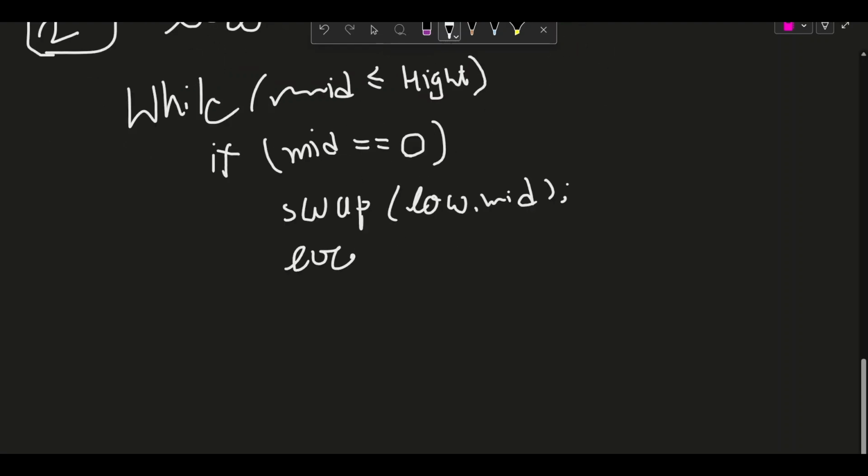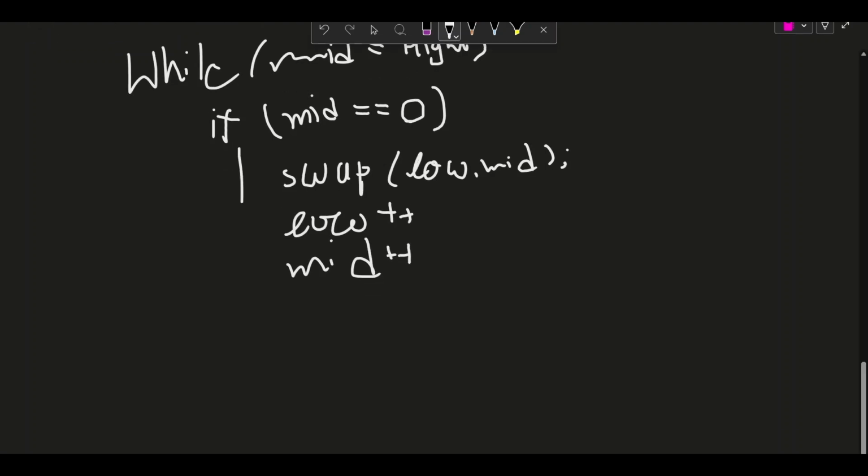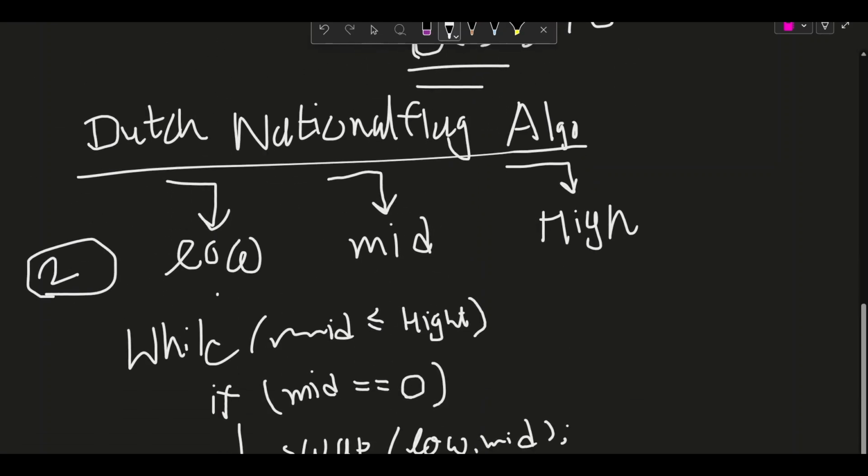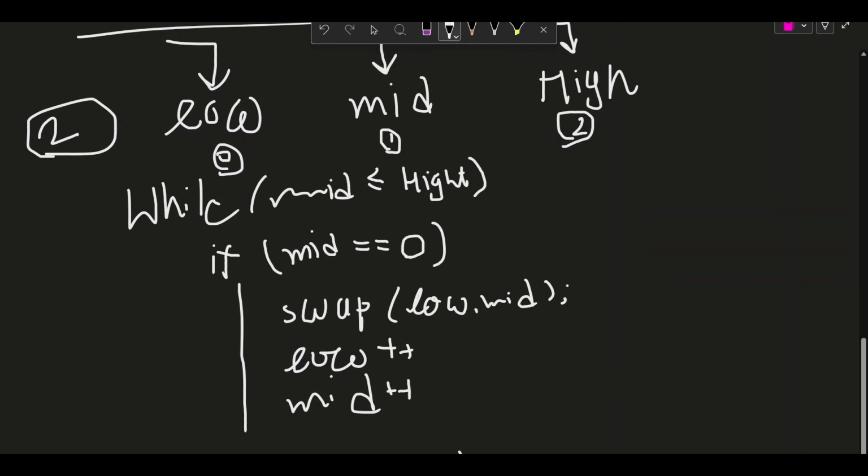I will increase my low pointer ahead by 1 position and mid pointer ahead by 1 position. Okay, this is all about if my mid index element is equal to 0. But if my mid index element is equal to 1, then it is in its correct place, because mid contains 1. This low contains 0, this mid contains 1, and this high contains 2. So if my mid contains 1, then it is already in the correct place.